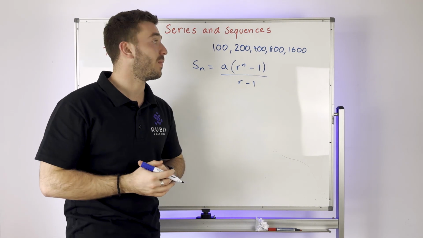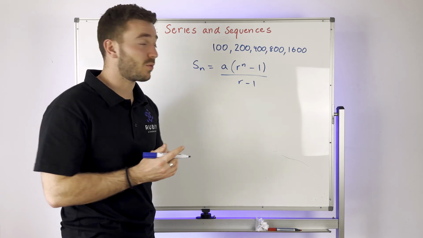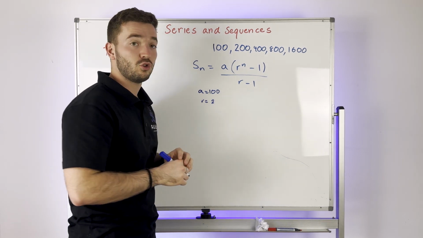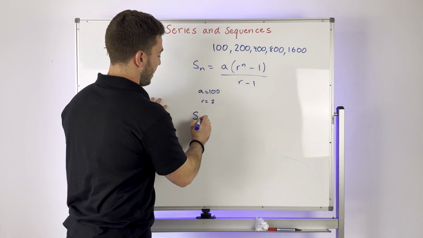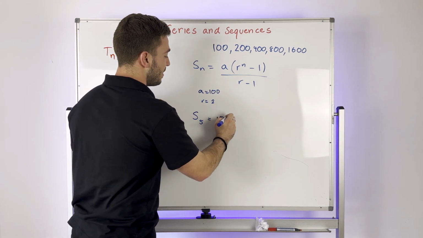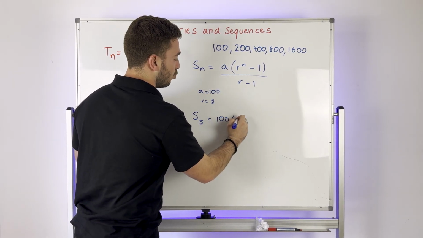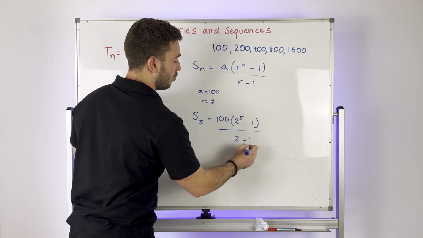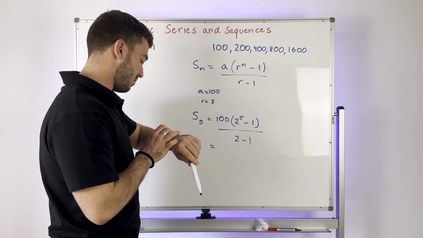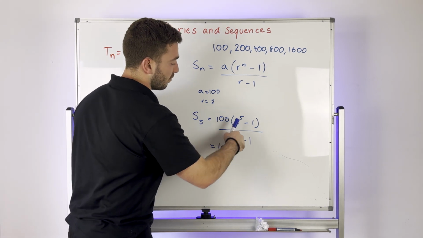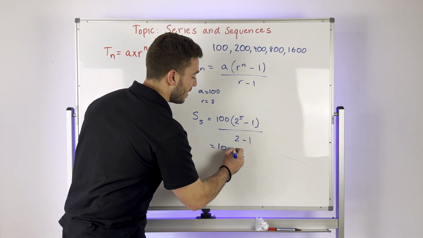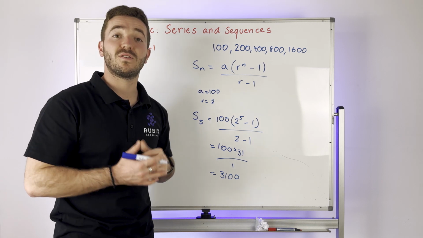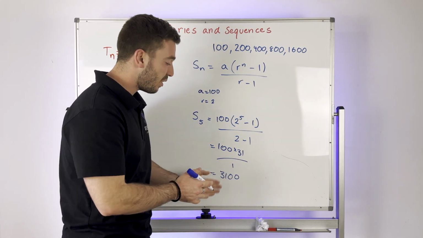So let's sub in everything that we have. We know from this geometric sequence that a, the first term, is equal to 100, and we calculated earlier that the ratio was equal to 2. So the sum of the first 5 terms, S5, is equal to a multiplied by r to the power of n, so 2 to the power of 5 terms, minus 1, over the ratio of 2 minus 1. Siri, what's 2 to the power of 5? It's 32. Simplifying this, we get 100 multiplied by 32 minus 1, which is 31, over 1, which just equals 3,100. So the sum of the first 5 terms of this geometric sequence is 3,100.